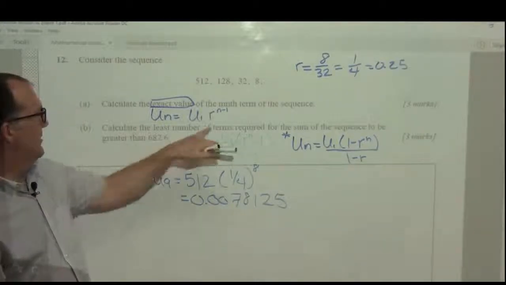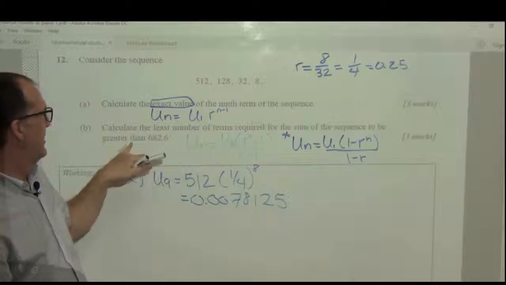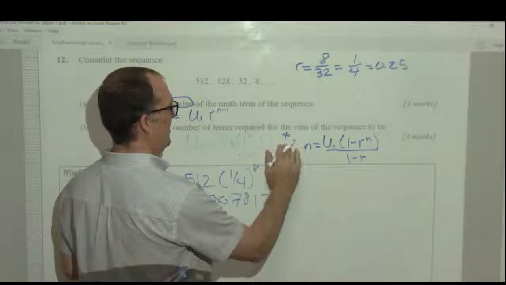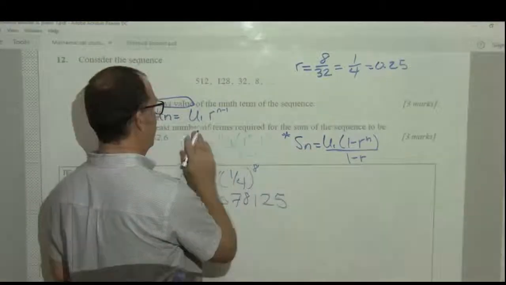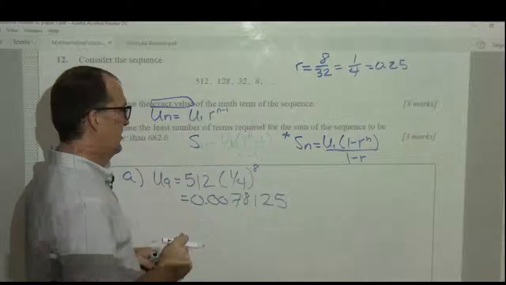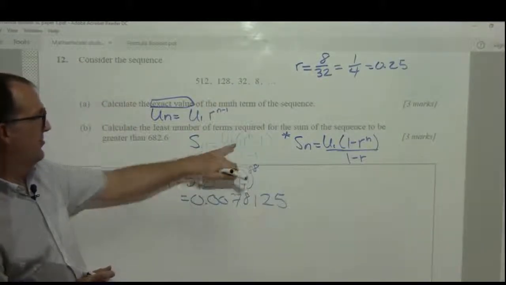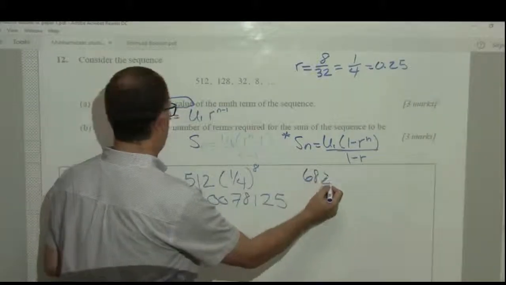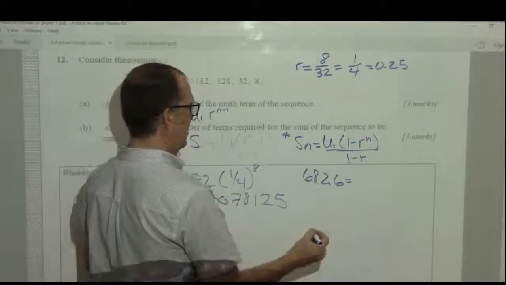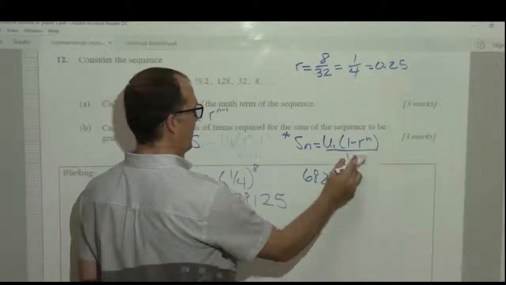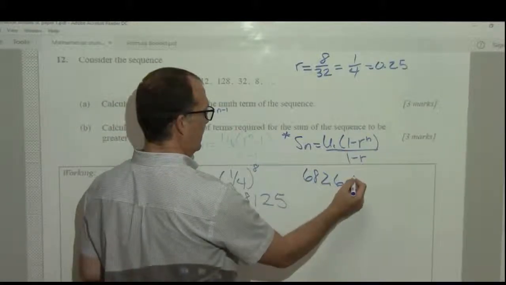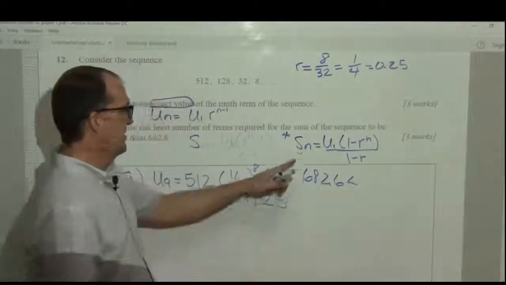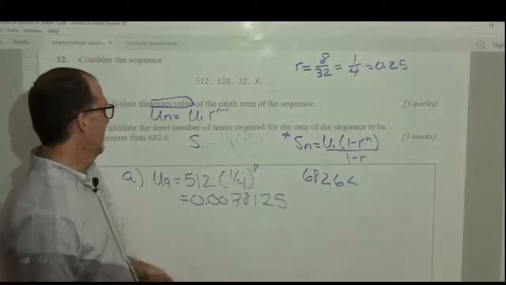So they want you to calculate the least number of terms required for the sum to be greater than 682.6. Oh, sorry, this is not S_n or u_n. This is the sum. Sorry for that quick little mistake. We're talking about the sum. It is the correct formula. So now I know the sum, 682.6, has to be, when will this be greater than, when will the first time be that this is greater than 682.6?